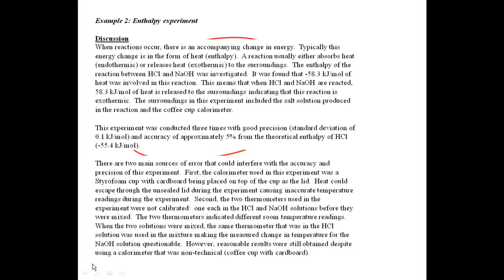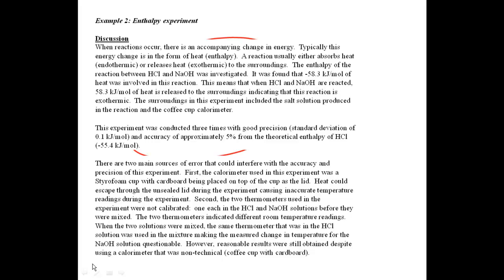There are 2 main sources of error that could interfere with the accuracy and precision of this experiment. First, the calorimeter used in this experiment was a styrofoam cup with cardboard placed on top of the cup as a lid. Heat could escape through the unsealed lid during the experiment, causing inaccurate temperature readings.